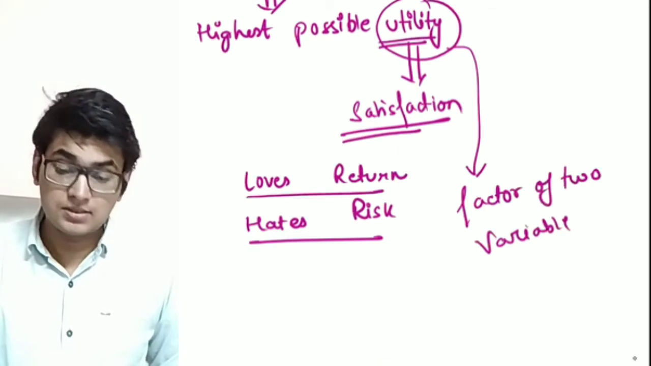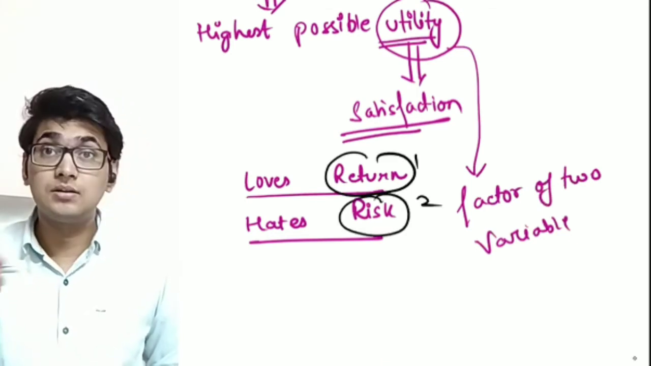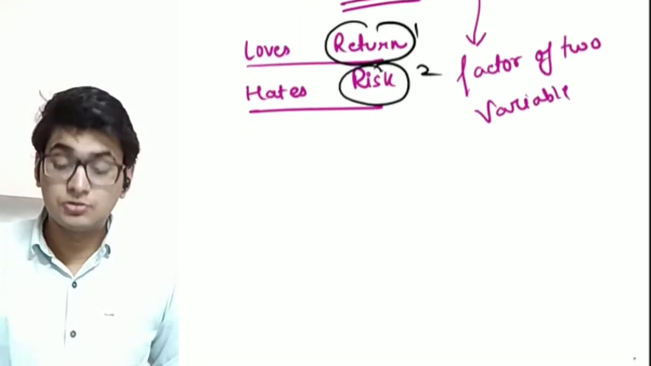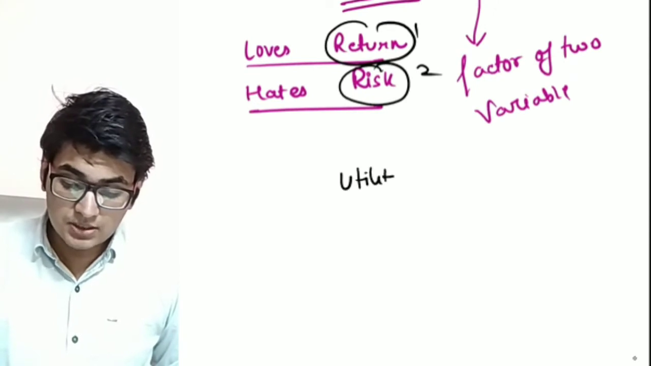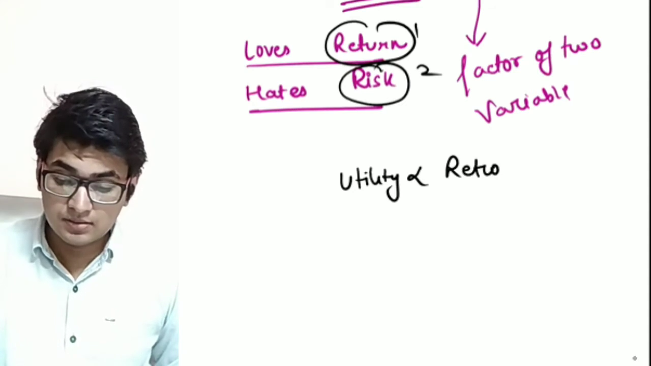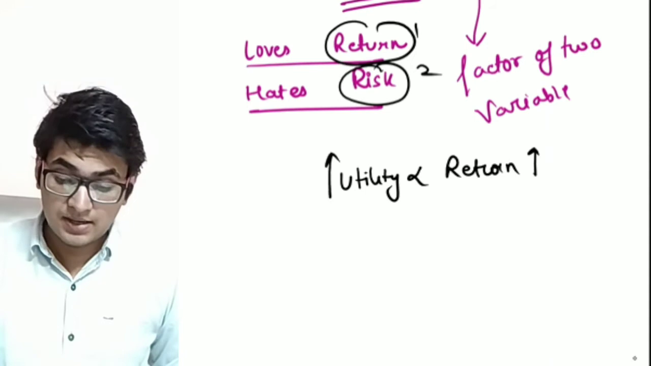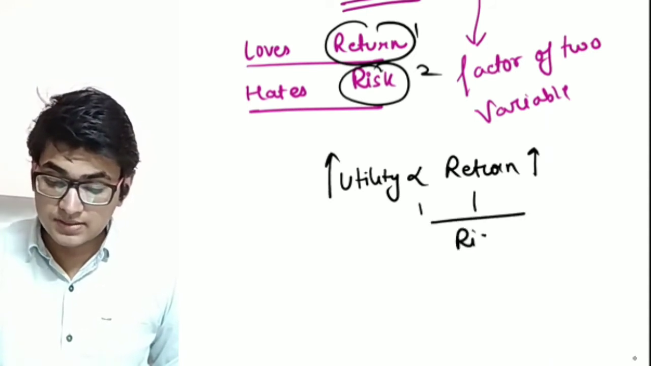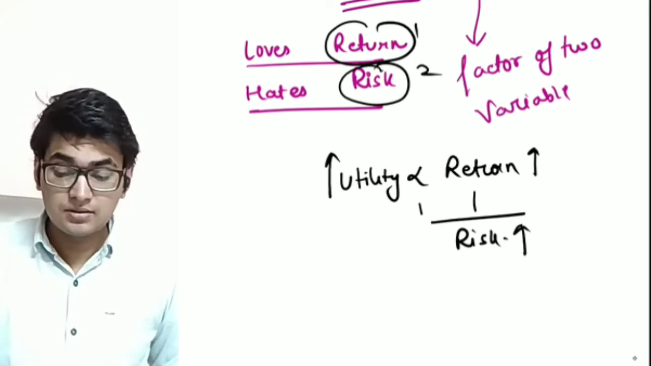What are those factors? One is the return, the next one is the risk. Now how are they going to impact the utility? If I say it like this, utility is directly proportional to return. Means if I increase my return, my utility will increase, and it is inversely proportional to risk. If my risk increases, my utility will decrease.